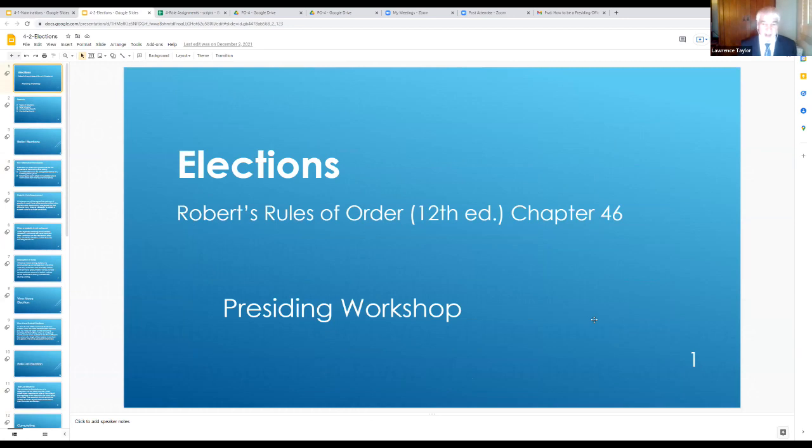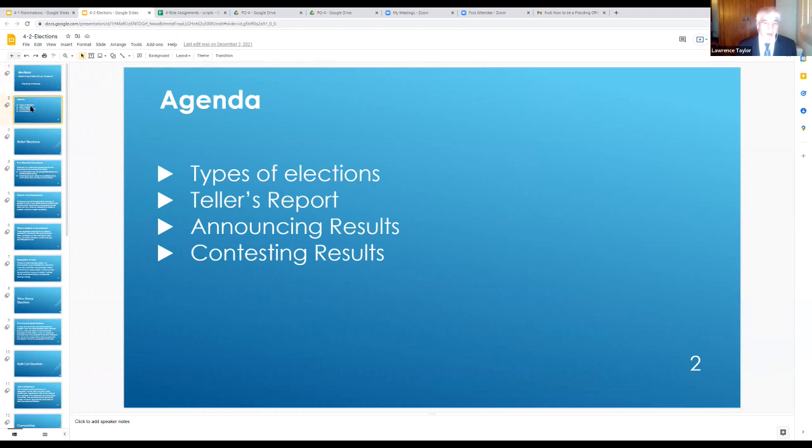So this section is on elections. What we'll talk about are the types of elections, the tellers' report, the way that the results are announced, and then what to do if the results are contested.